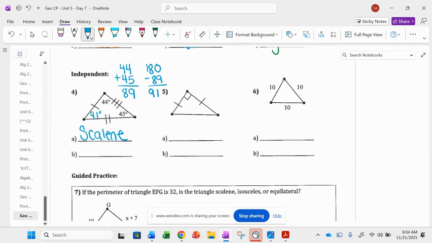Do we all agree 91 is an obtuse angle? Is it okay that it doesn't look like an obtuse angle? Yeah, because remember the first thing I said, nothing is drawn to scale. So that's okay. So since I have one obtuse angle, I can say that this is an obtuse triangle.